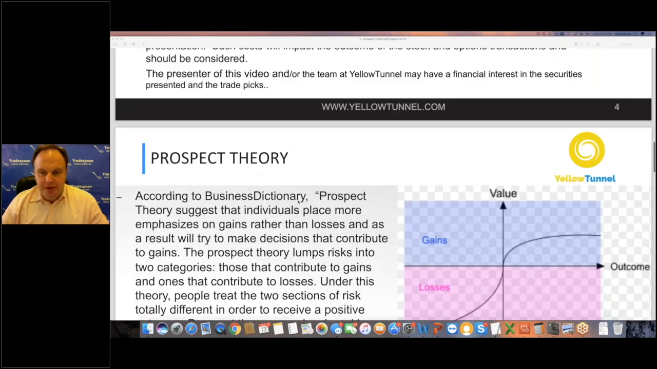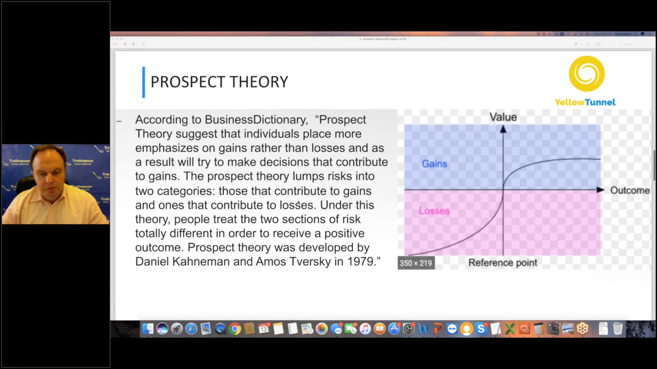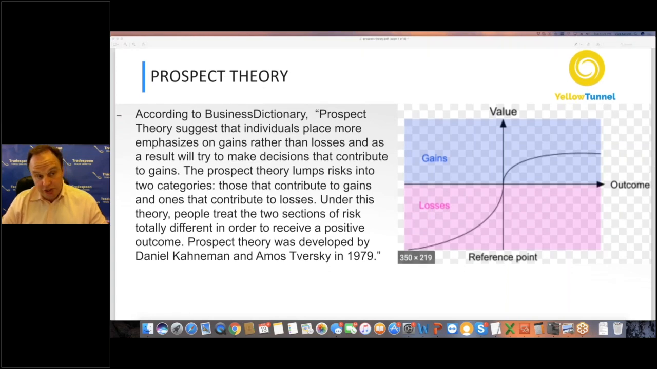All right, let's talk about prospect theory. What does it mean, and what does it mean for traders? According to Business Dictionary, prospect theory suggests that individuals place more emphasis on gains rather than losses, and as a result will try to make decisions that contribute to gains. Prospect theory lumps risk into two categories, those that contribute to gains and those that contribute to losses. This was developed by Daniel Kahneman and Amos Tversky.